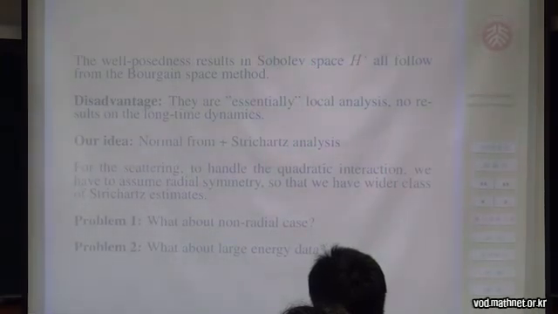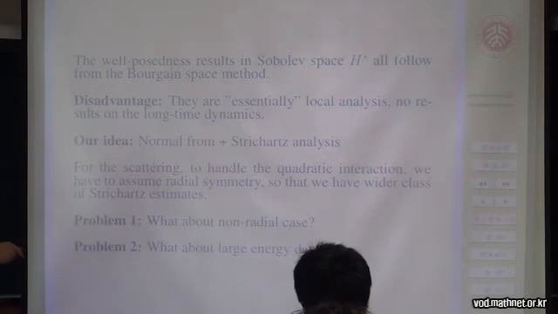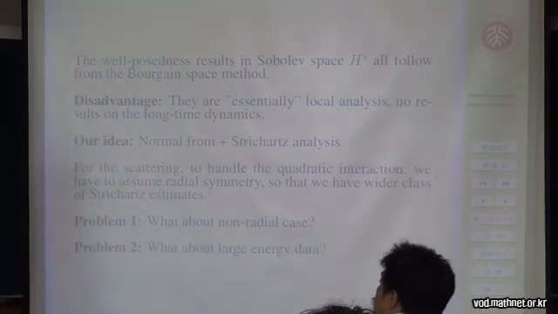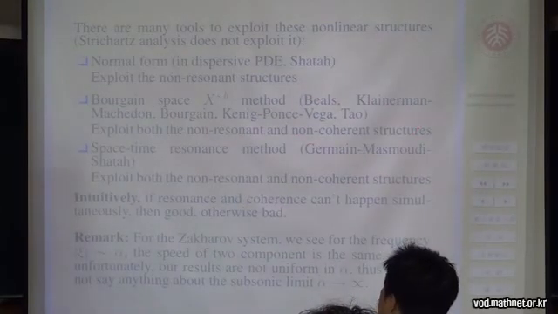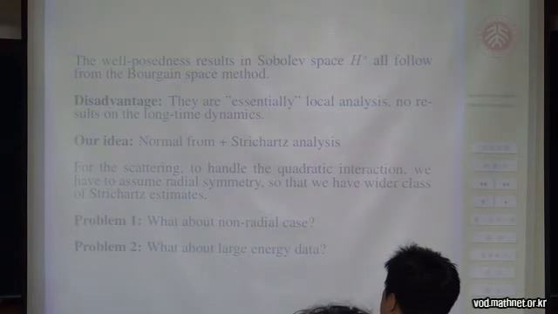Here we only use normal form plus Strichartz analysis. Normal form uses one structure. Strichartz doesn't use anything. But to handle the quadratic interactions, we need to assume radial symmetry. Here, radial symmetry is really important, and the estimate in the new triangle is also really important, because of the quadratic nonlinearities. But definitely, we know we missed something. There is another good structure that we didn't use, the non-coherent one. So we missed something, but we assume radial symmetry as a kind of compensation for that. Okay, so what about the non-radial case?